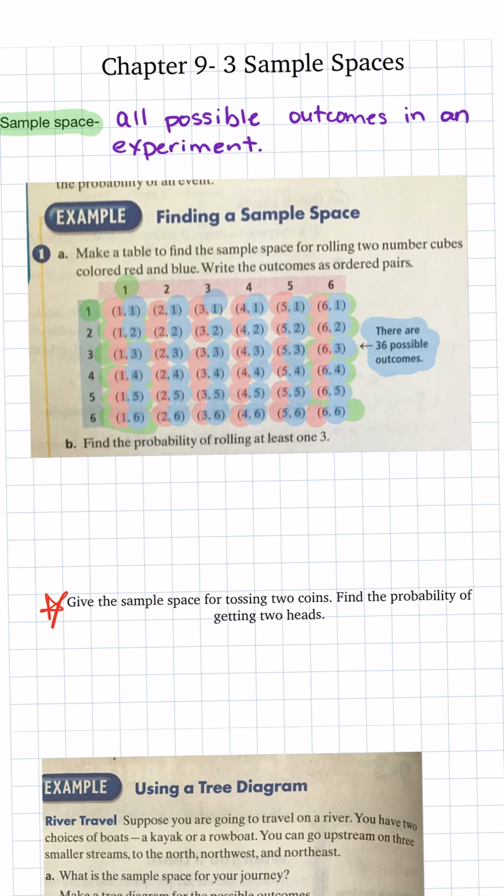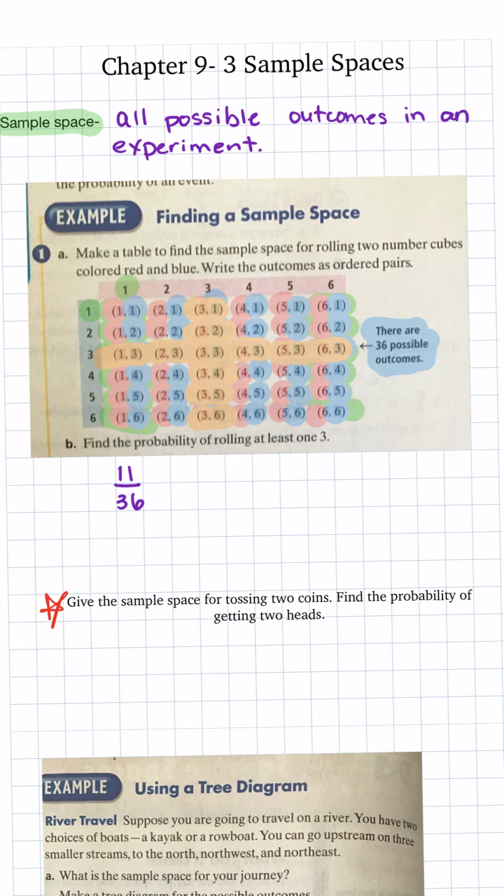So this says find the probability of rolling at least 1 3. So if we look here, we have 1, 2, 3, 4, 5, 6, 7, 8, 9, 10, 11. Right? There are no other 3s. So the probability is 11 out of, what's the total? 36. 11 out of 36 possible outcomes is the probability of rolling at least 1 3.